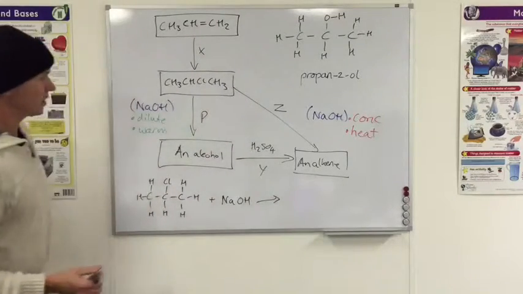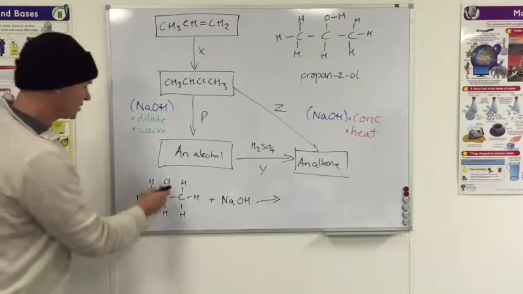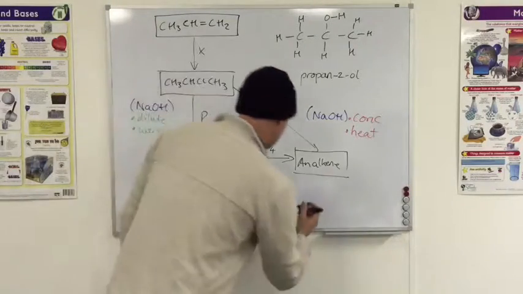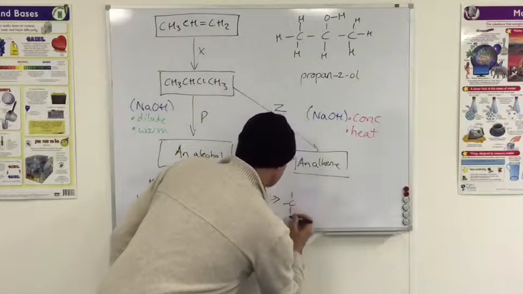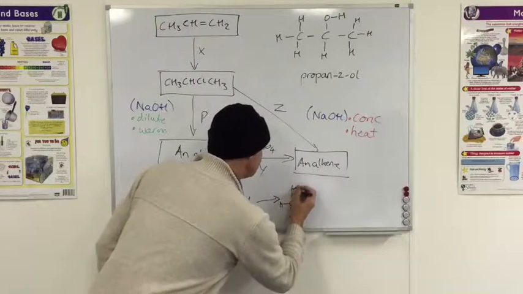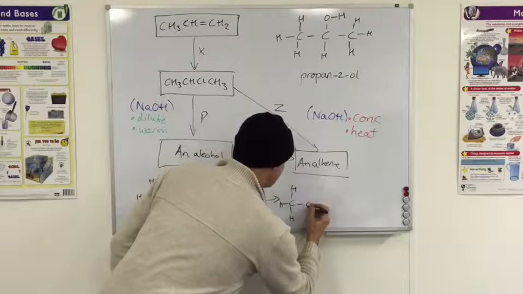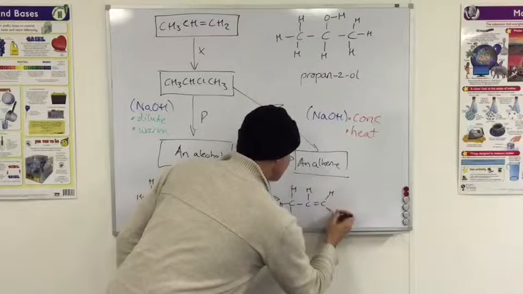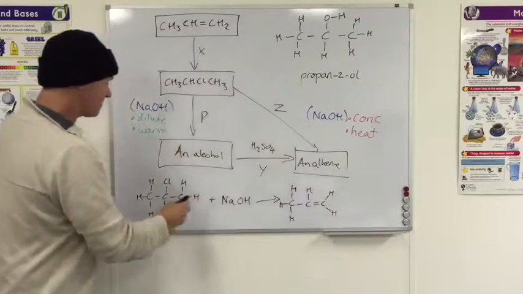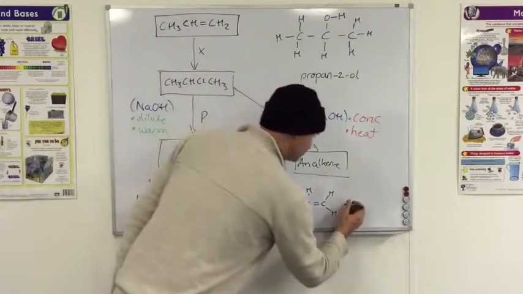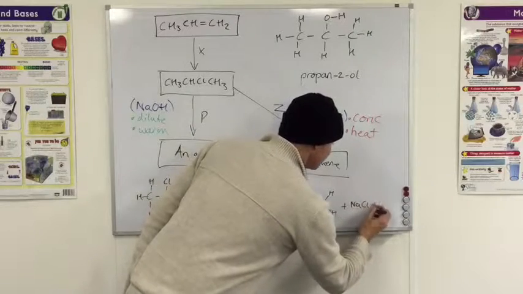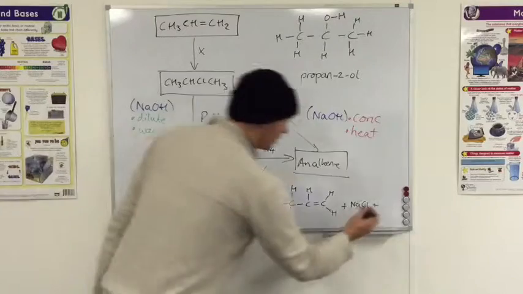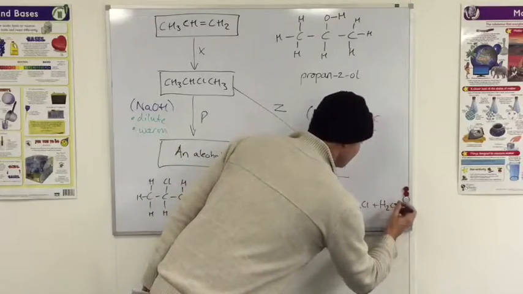Then what happens? Okay, elimination occurs. The Cl taken out, the H taken out. Then we're left with a double bond. So we've still got the CH3 on the end. Then we get a C double bond C, 1 H on that one, 2 H's on that one. Now the Na stole the Cl to make NaCl, and the OH stole the H to make H2O.